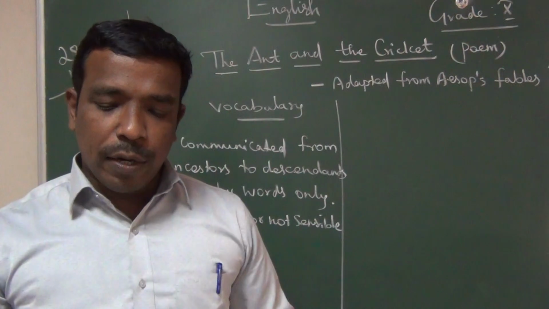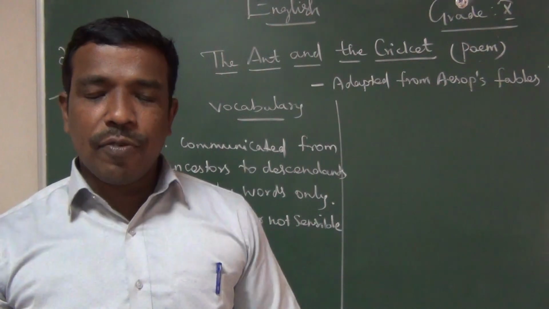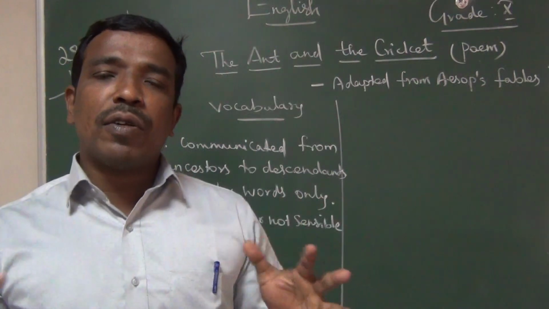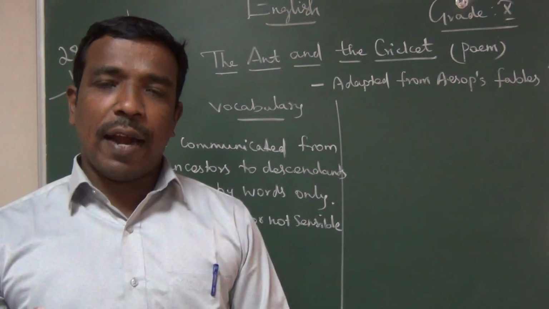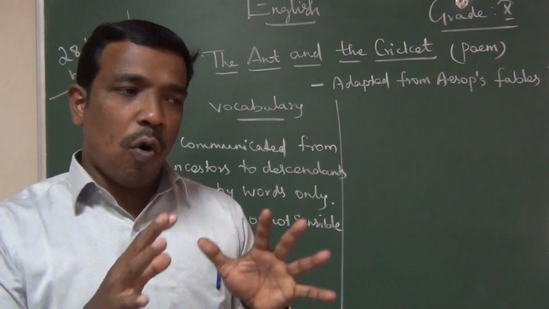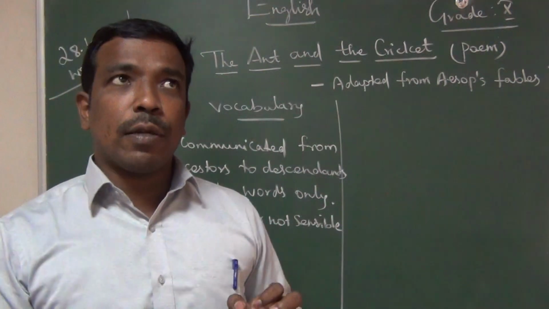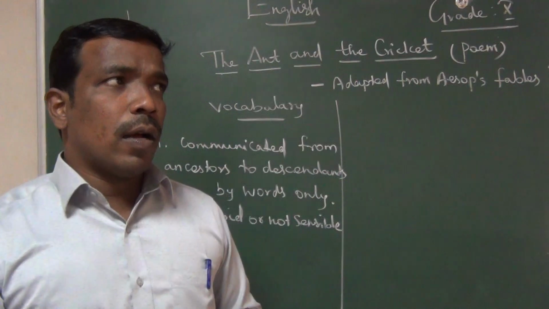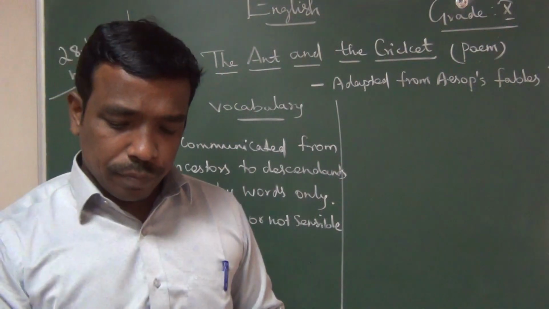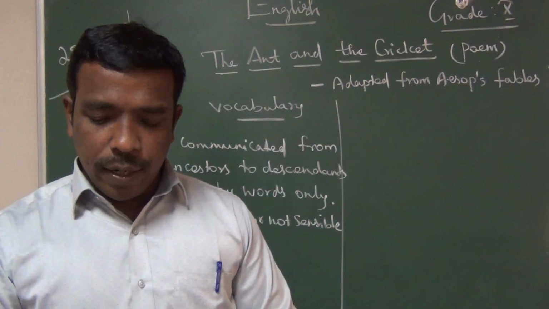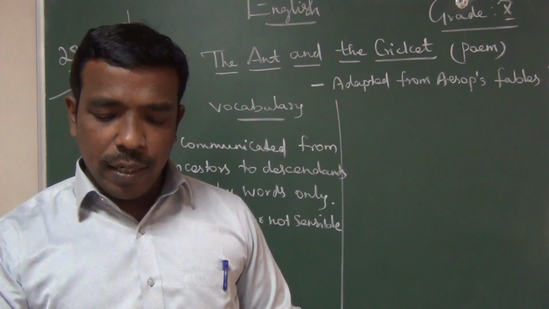Not a flower could you see, not a leaf on the tree, because all the trees and all the flowers are covered by snow. Have you understood? Okay, come to this point: not a flower you could see, not a leaf on the tree.